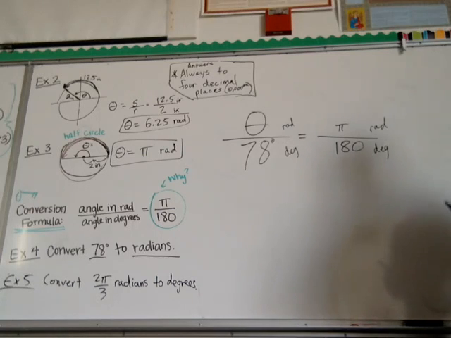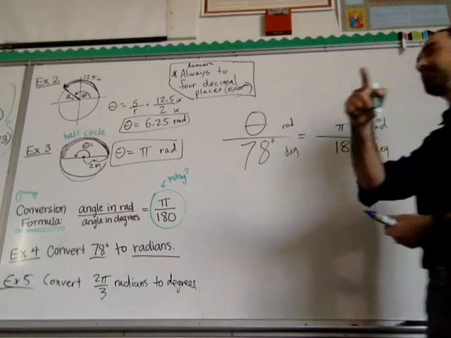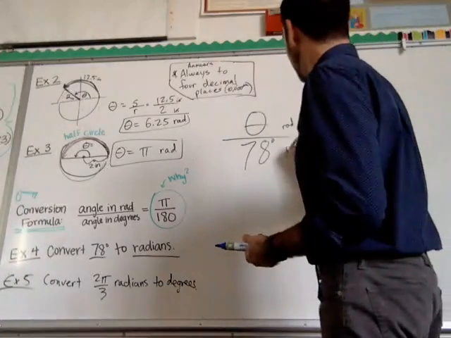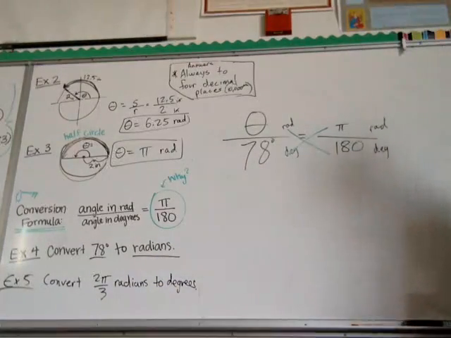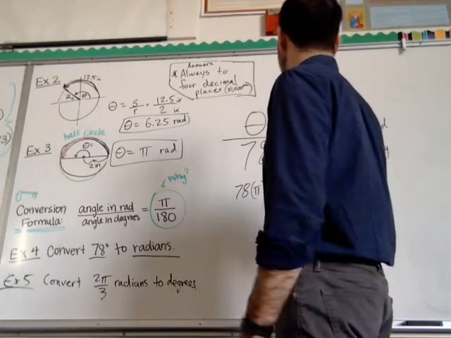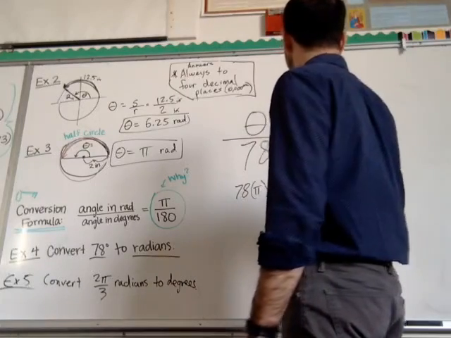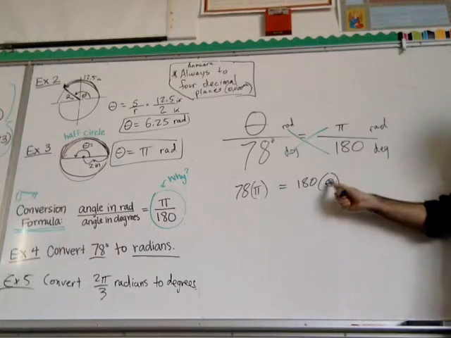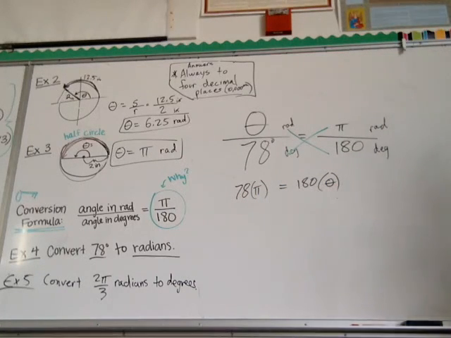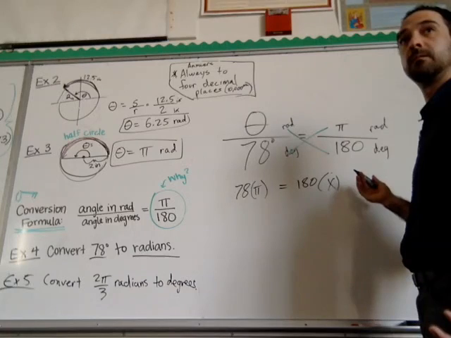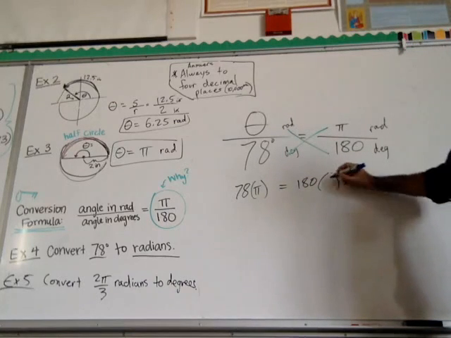So what's our favorite thing to do when we have a proportion? Cancel. We're going to cancel a little bit. What else? Cross multiply. So we end up with 78 pi times pi is equal to 180 times theta. These are numbers: 180, pi, 78. The only thing missing is theta. So if I'm just looking for theta, I'm just going to deal with this as if this was 180x. It's just the unknown. When the angle is unknown, we call it theta.